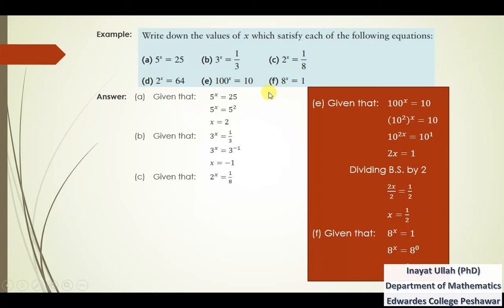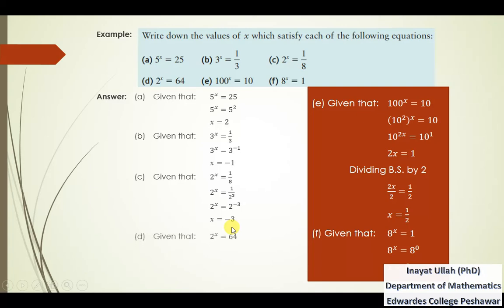Similarly here, 2 power x is equal to 1 by 8. 8 can be written in exponential form as 2 power 3. 2 multiplied by 2 multiplied by 2 is 8, so that is 2 power 3. Now whenever we shift 2 power 3 to the numerator, we will get 2 power minus 3. Again bases are same, so x is equal to minus 3 is the solution of this equation.